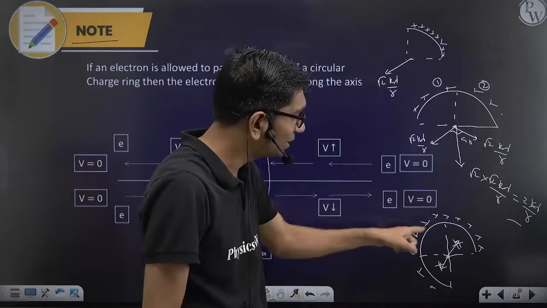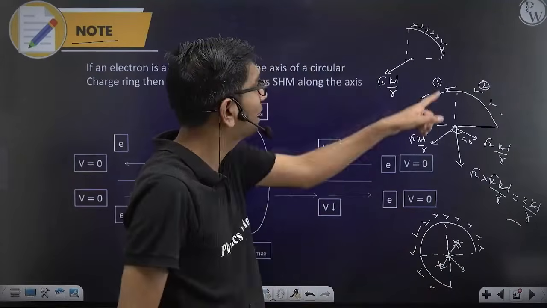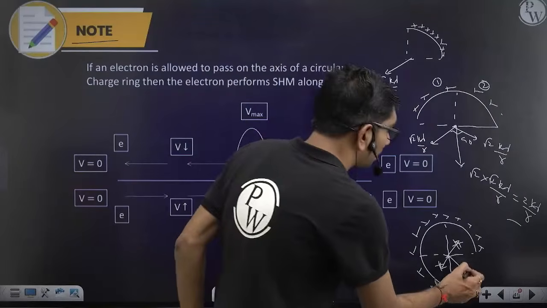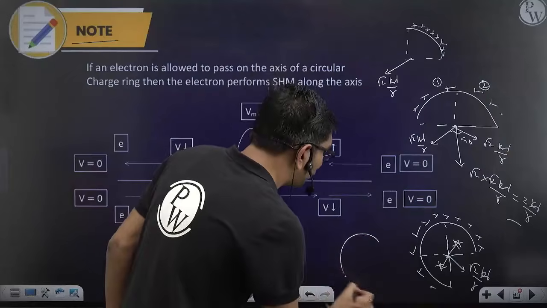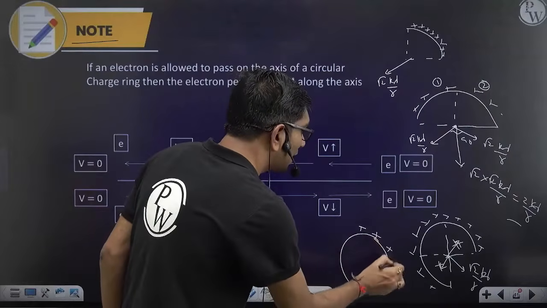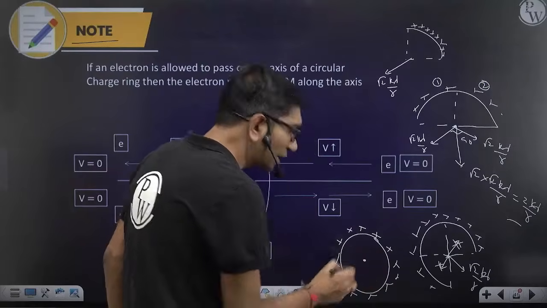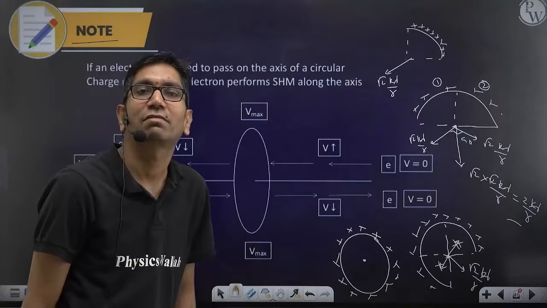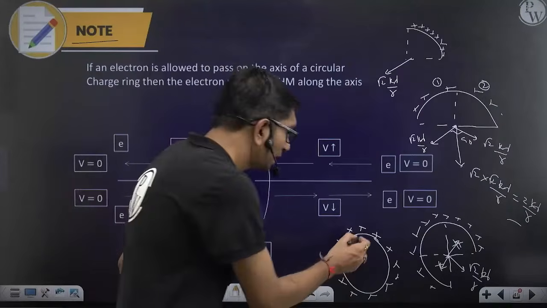So finally, what is left? This one. Due to this one, you will get it in this direction. This is 90 degrees. For 90 degrees, I said to remember this one. What is that? Root 2 kλ/r. Correct? Right. So finally, in a circular wire, this is completely 360 degrees. I want to calculate the electric field intensity at the center of the circular charged wire. What is the answer? Sir, I will tell you.